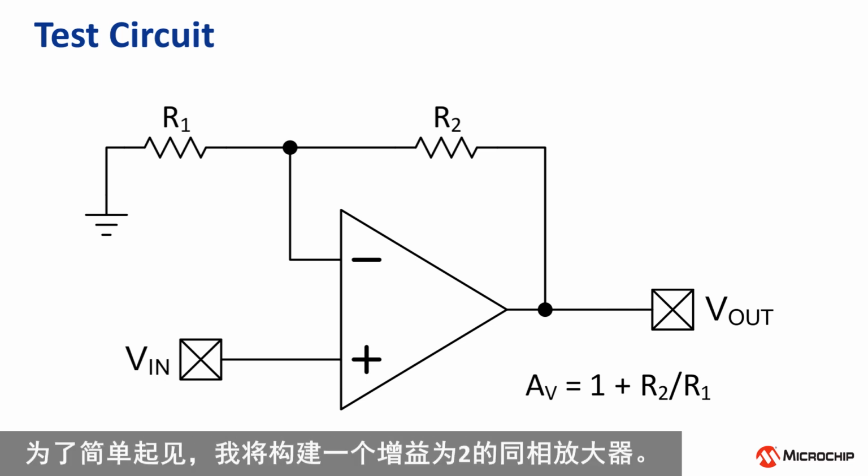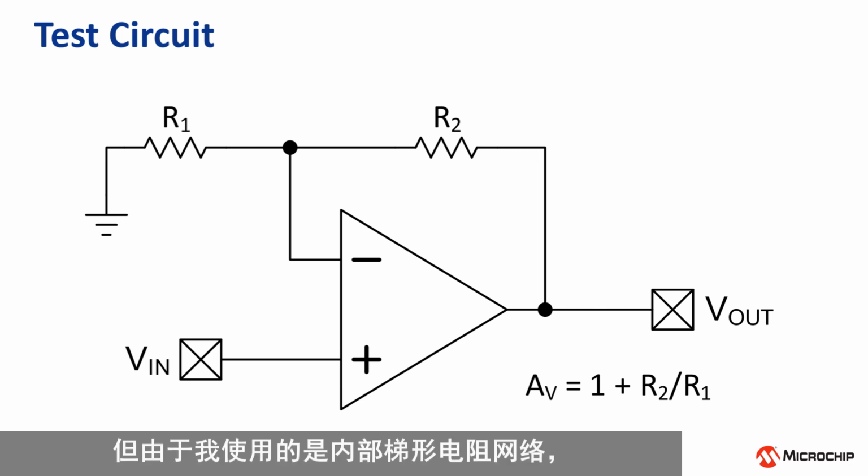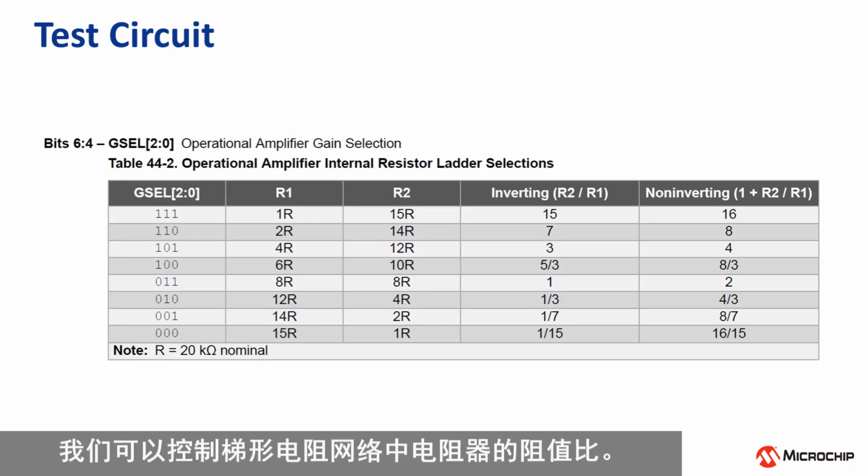For simplicity, I will build a non-inverting amplifier with a gain of 2. With external parts, you'd specify the resistors used for feedback in this circuit, but since I'm using the internal resistor ladder, we cannot control the resistance of each resistor. Instead, we control the ratio of resistance in the ladder.